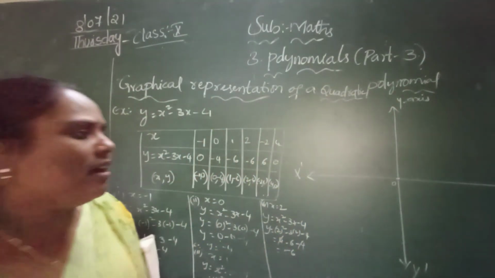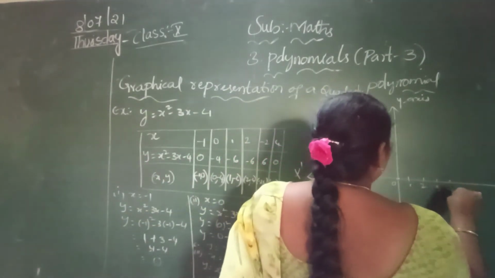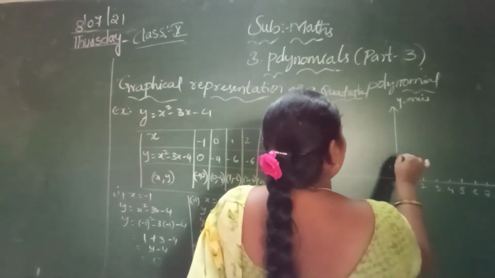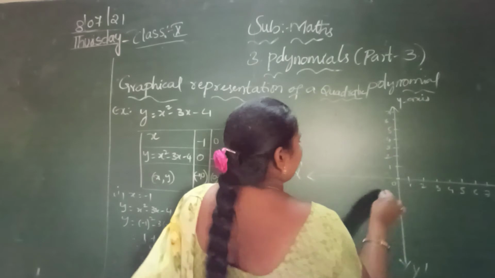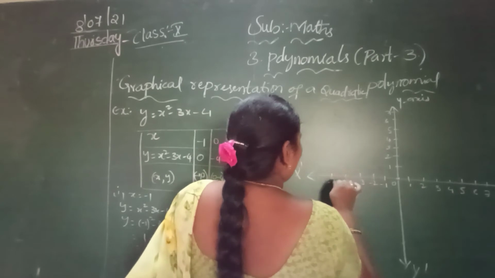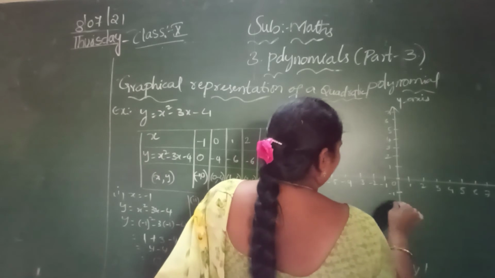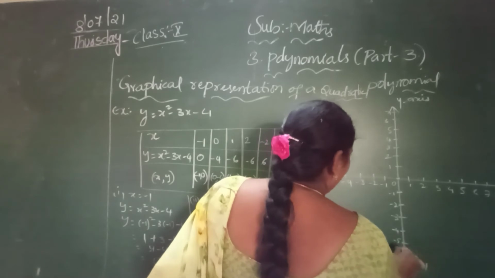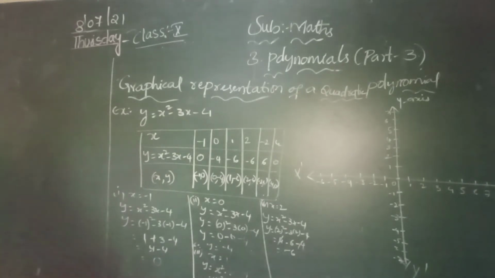Now we will write the numbers on these number lines. So 1, 2, 3, 4, 5, 6, 7, 8. This side also 1, 2, 3, 4, 5, 6, 7. Here also minus 1, minus 2, minus 3, minus 4, minus 5, minus 6. Down, minus 1, minus 2, minus 3, minus 4, minus 5, minus 6, minus 7. So these are the values I plot on the x and y axis.